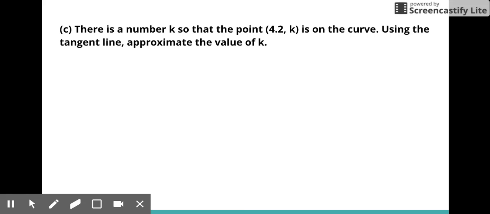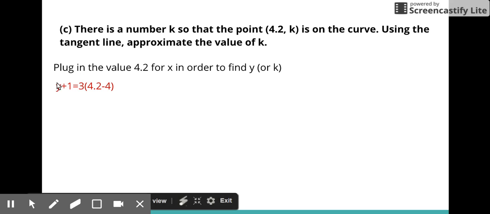C. C tells us that there's a number k, so the point (4.2, k) is on the curve. Using the tangent line, approximate the value of k. So k can also be seen as the value of y in this question. So plug in the value 4.2 for x in order to find y or k. So we're going to use the equation that we just found in B in order to find k.